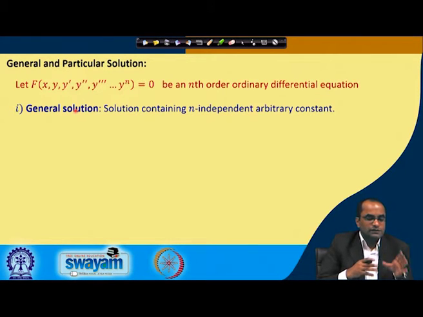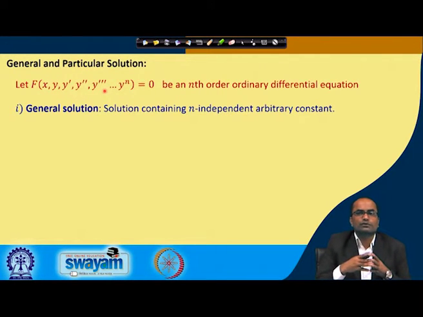So, any solution of a given nth order ordinary differential equation, if it has n independent arbitrary constants, we call this solution the general solution. Another one we are talking about is the particular solution. We give some values to these coefficients, which may depend on some other supplementary conditions given along with the differential equation. Based on the other information, we can evaluate these coefficients, because the general solution is nothing but the family of curves with n parameters.